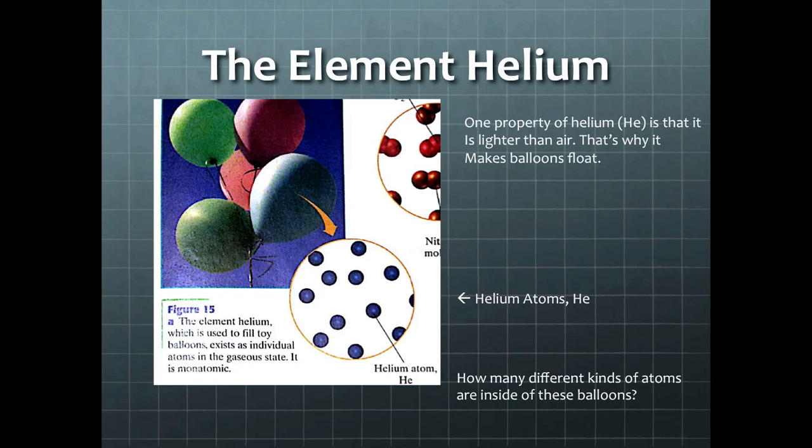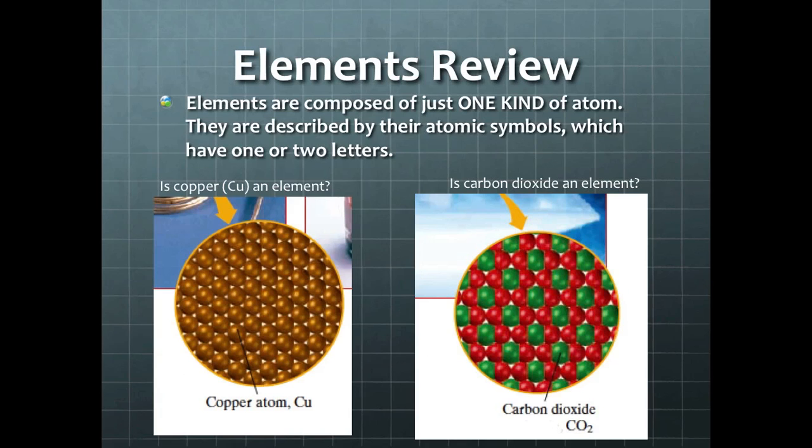Now, the element helium. One property of helium is that it is lighter than air, and that's why it makes balloons float. Another property of helium is that it is unreactive. Helium atoms can be seen in this picture. There's only one kind of atom, and that makes helium an element. Only one kind of atom.